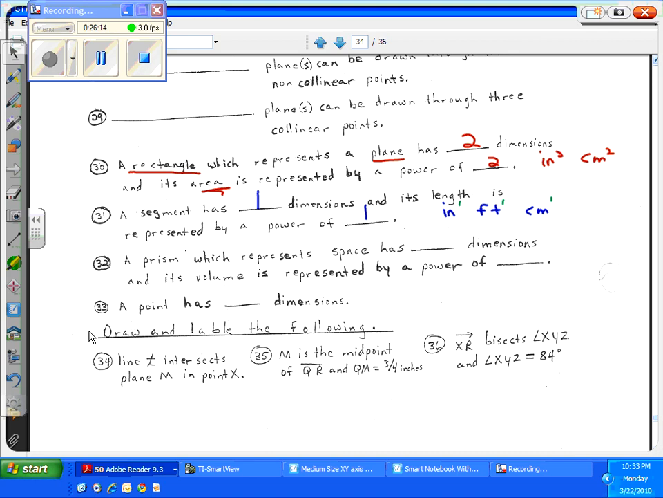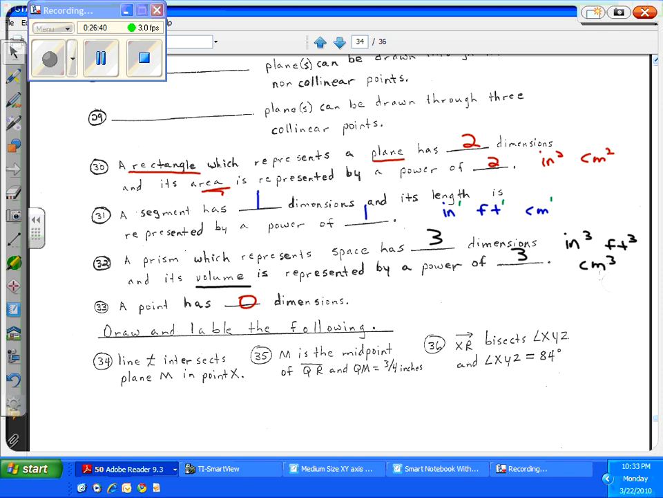Notice the exponent is the same as the number of dimensions. A prism, which represents space, has 3 dimensions, and its volume is represented by a power of 3. And so we would measure volume in cubic inches, or cubic feet, or cubic centimeters.